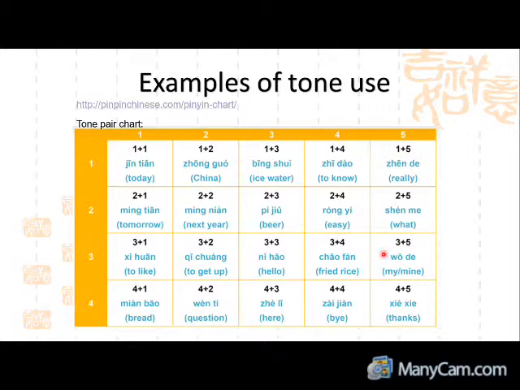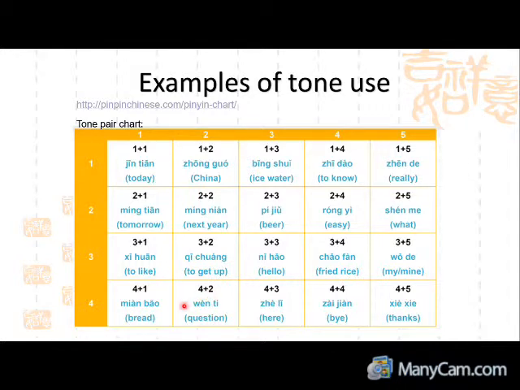Tone 3 and the neutral tone can go together, as in the Chinese translation for mine. So if it's my stuff or that's mine, we just say 我的, 我的. Tone 4 and tone 1. An example of that is the Chinese characters for bread, 面包, 面包.